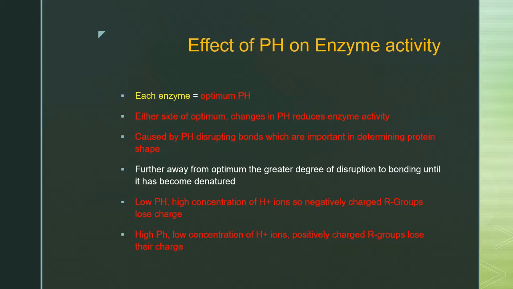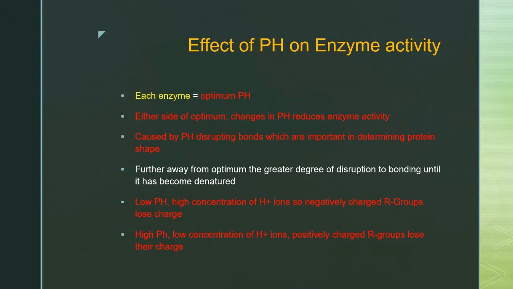The effect of pH on enzyme activity: firstly, each enzyme will have an optimum pH level, and either side of this optimum will occur a change in pH, reducing enzyme activity. This will be caused by the pH change disrupting the bonds, which are important in determining the protein shape. The further away from the optimum, the greater the degree of disruption to the bonding, until it becomes denatured. So let's say your optimum is 7 and you go to 5, that will not be as great a disruption as, let's say, if you went to 2 or 1.